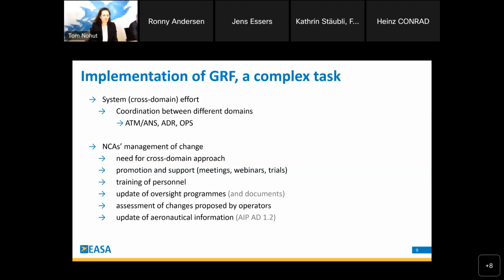Like, for example, promotion and support activities like meetings, webinars, and in some cases also trials, training of personnel, update of the oversight programs and the related implementation, and also assessment of the changes proposed by the operators and providers, and last but not least, update of the aeronautical information required to be published by the state.